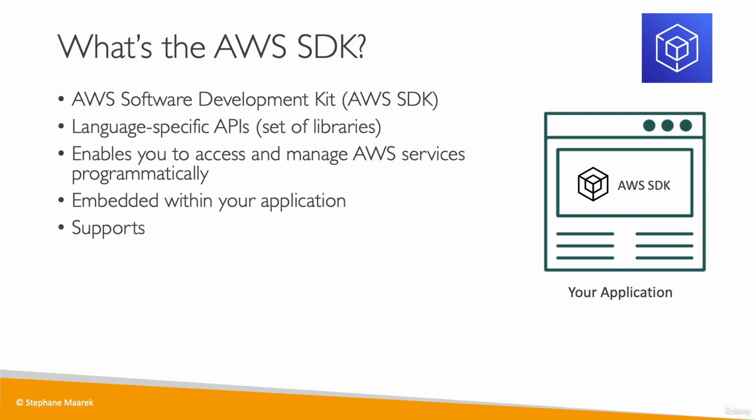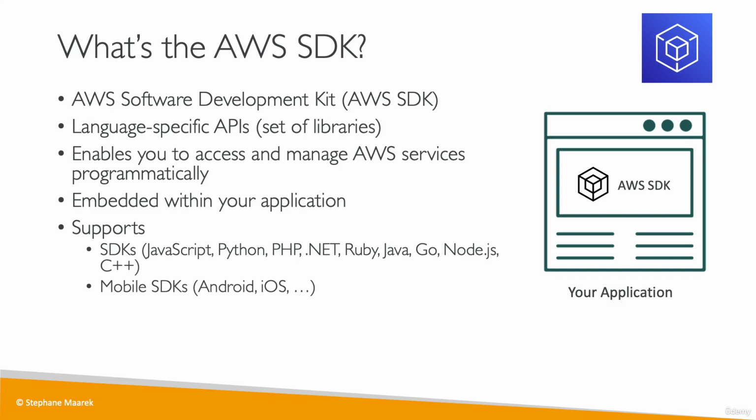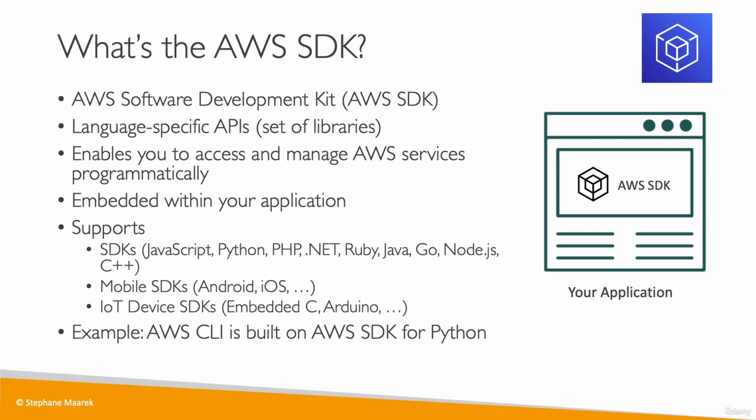It supports many different programming languages, such as JavaScript, Python, PHP, .NET, Ruby, Java, Go, Node.js, C++. All of those are programming languages. There's also the mobile SDK if you're using Android or iOS, and the IoT, Internet of Things, device SDK, in case you're using some thermal sensors or bike locks that are connected, all these kinds of things. To give you an example of what you can build with the SDK, the AWS CLI that we're going to be using in this course is actually built on the AWS SDK for Python, named Boto.